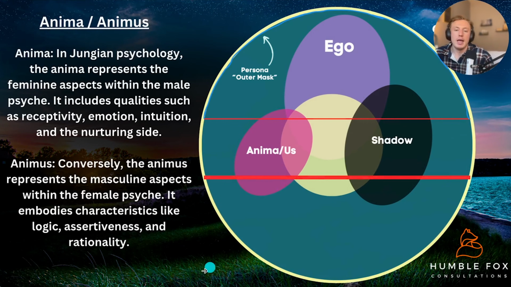Here we have the anima and the animus, which is a little bit more complex to understand. But in Jungian psychology, the anima represents the feminine aspects within the male psyche, and then vice versa, the animus would be the male aspects in the feminine psyche. It includes qualities such as receptivity, emotion, intuition, and the nurturing side. And I want to be inclusive here of non-binary individuals as well.